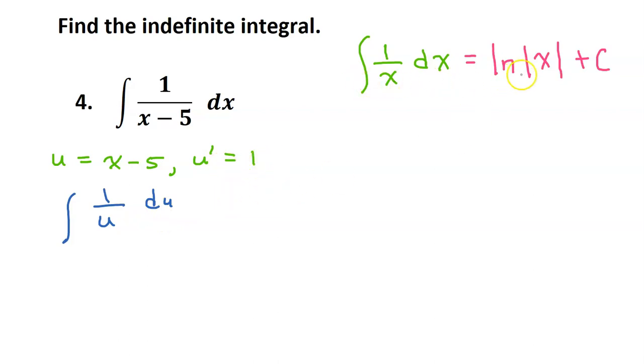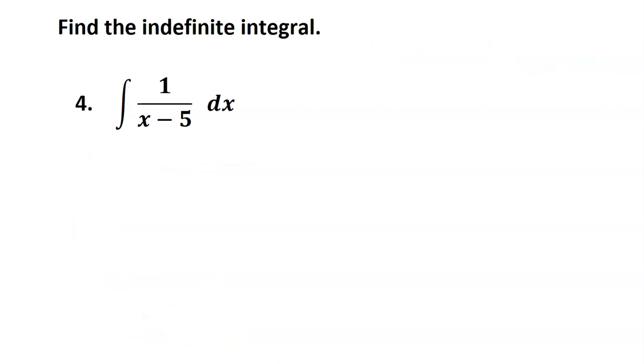Now we can use the rule that I just showed you. So the integral of this would be natural log of the absolute value of u plus c. But then u was x minus 5, so this becomes the natural log of the absolute value of x minus 5 plus c.